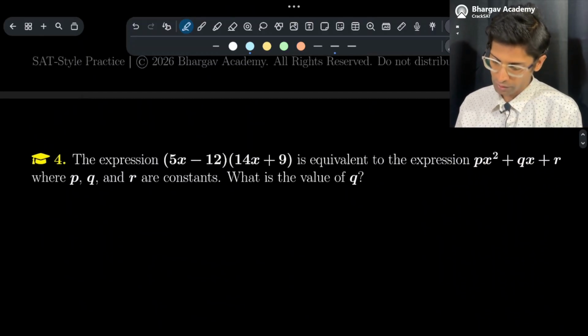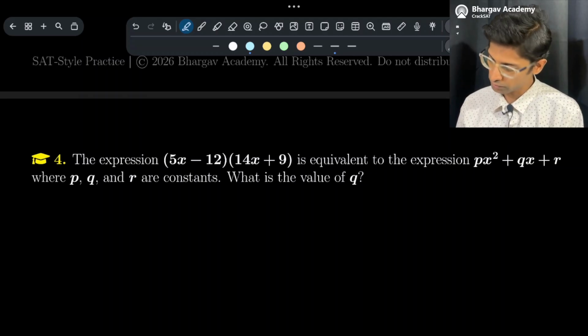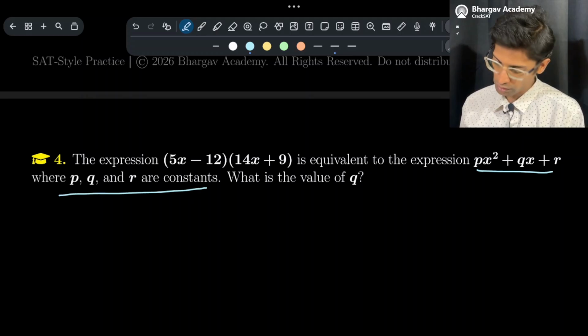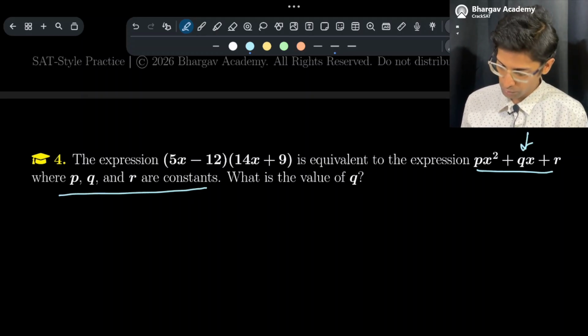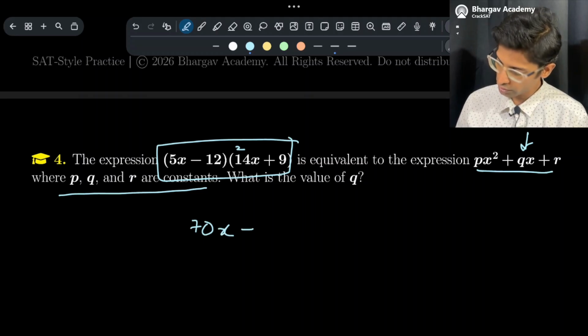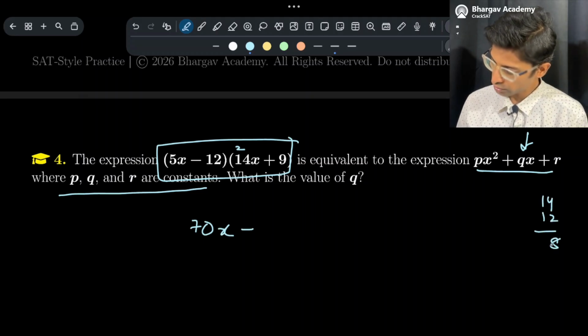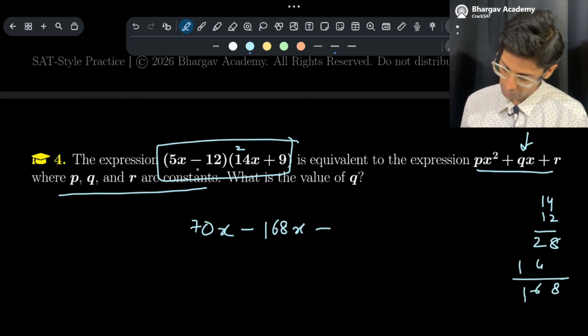The expression 5x minus 12 into 14x plus 9 is equivalent to this expression. P, Q and R are constants and it is asking for the value of Q. Q is sitting here, so let me multiply this. 5 into 14 is 70, so 70x square, and minus 14 into 12, which is 168, so it is minus 168x.